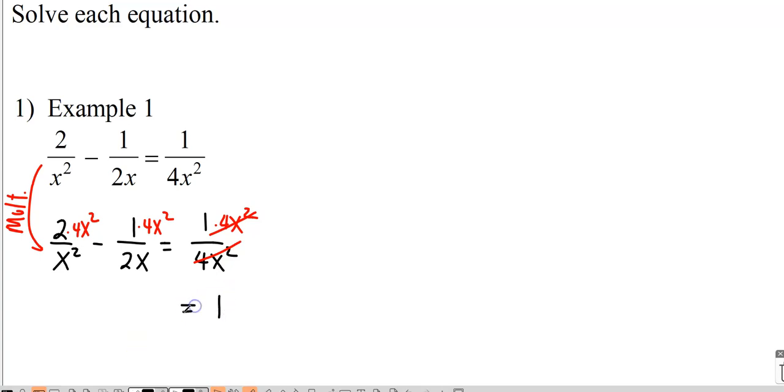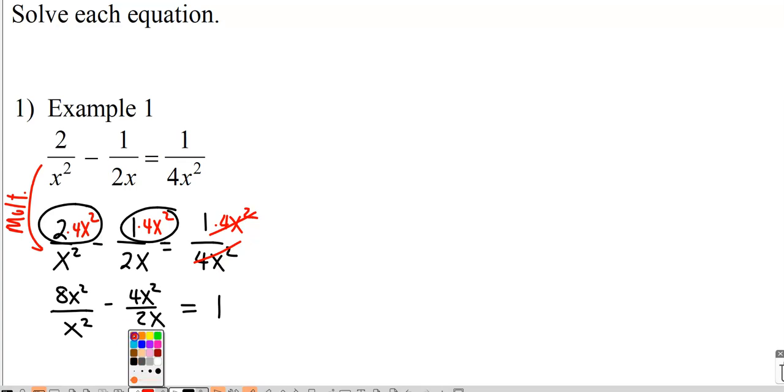So for this one, we have 1 times 4x squared. That would be 4x to the power of 2 over 2x. And then here, if we multiply these, we get 8x to the power of 2 over x squared. All right. So that's the end of our first step. Now the next step, though, is we're going to reduce.